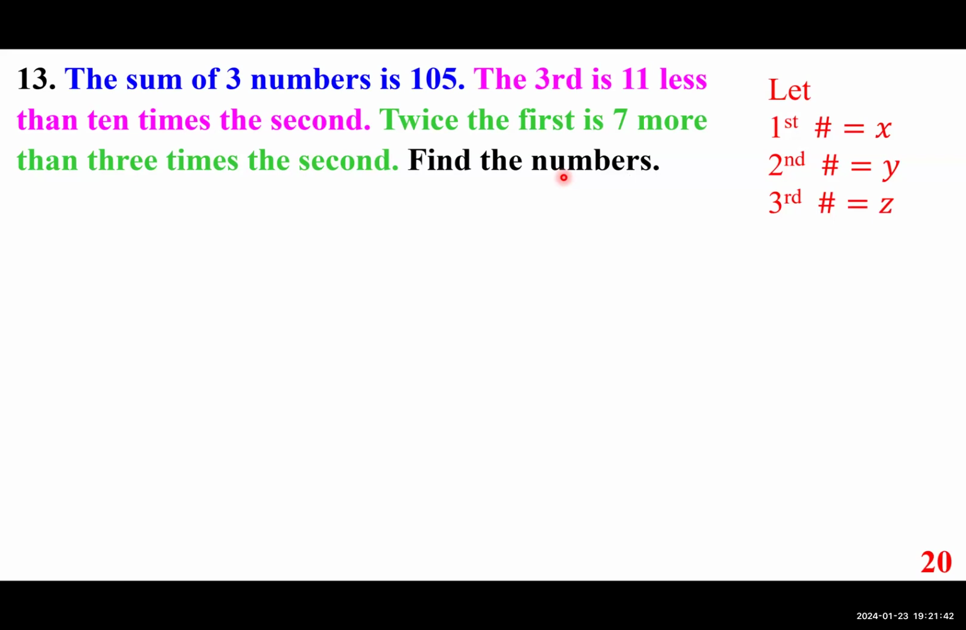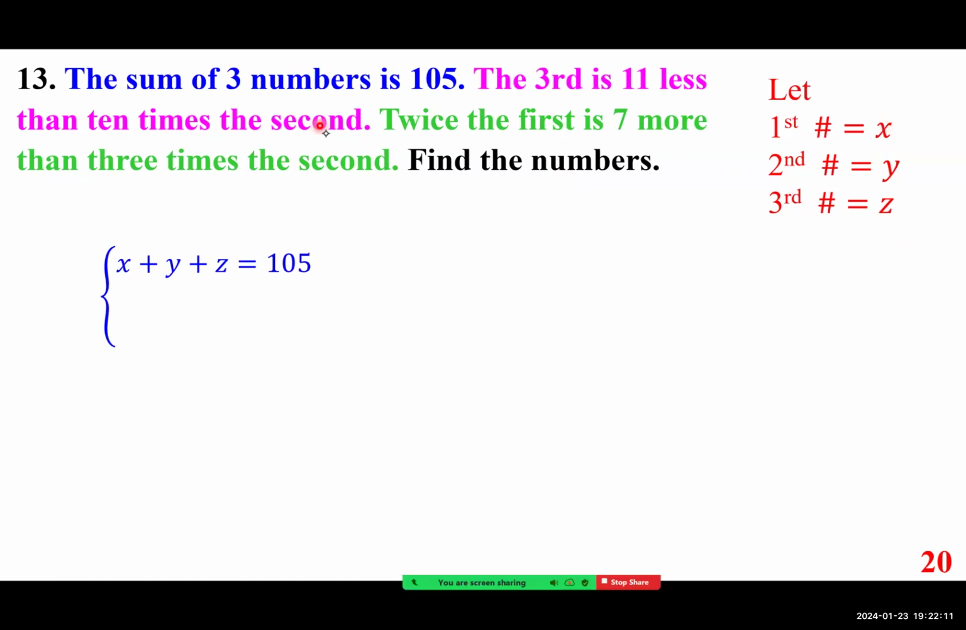The first number is X. The second one is Y. The third one is Z. And the sum is 105. So they add up to X plus Y plus Z is 105. So that's the first thing we should notice. Now let's write the rest of it. So that's the first equation, everybody. And I put it in blue.